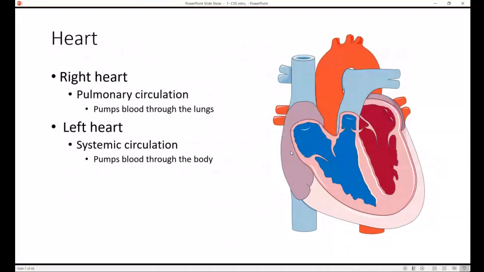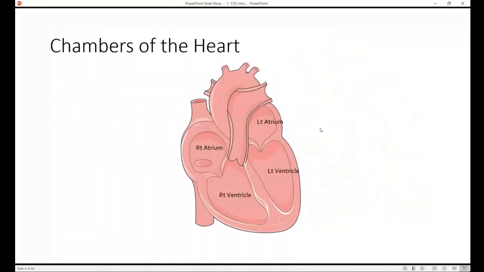Now, if you look at the heart as a whole structure, there are chambers in the heart. The right side of the heart, we already discussed, is connected to the pulmonary circulation. The left side is connected to the systemic circulation. The chambers are named as atria and ventricles. So you have right atrium and right ventricle, left atrium and left ventricle.